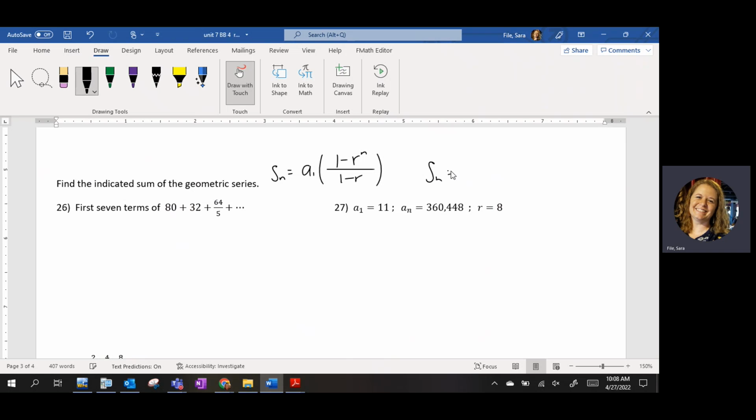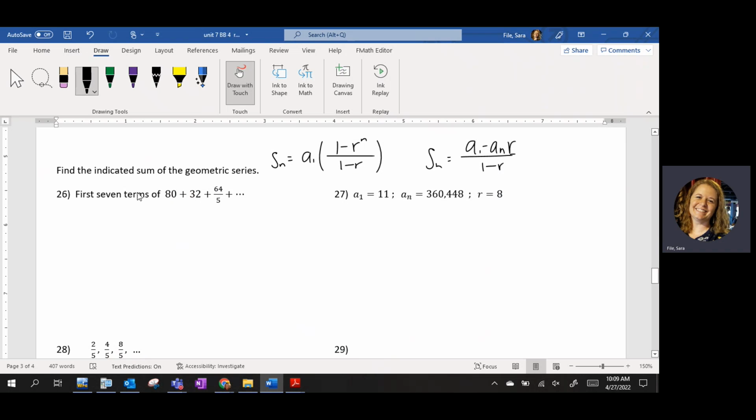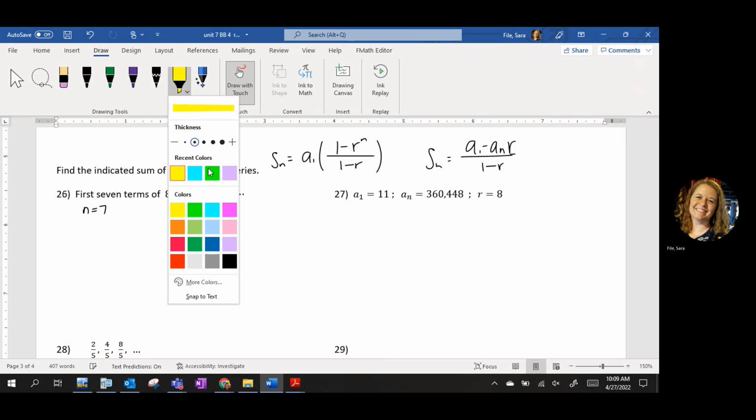Or we could use the first term minus the last term times r over 1 minus r. So in this one, we know the last term. This one, we don't know the last term, but we know the number of terms. And then let's see. So for 26, it says to find the sum of the first 7 terms. So that right there is n. We're adding 7 terms.